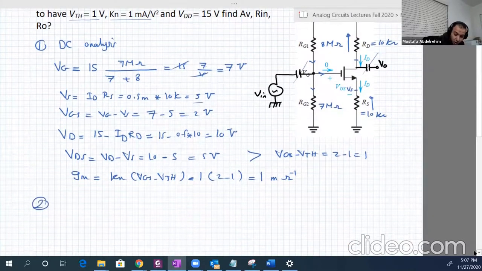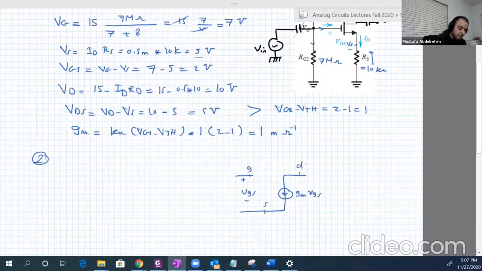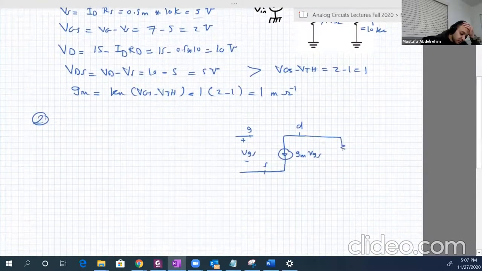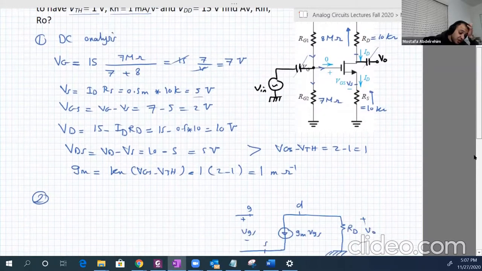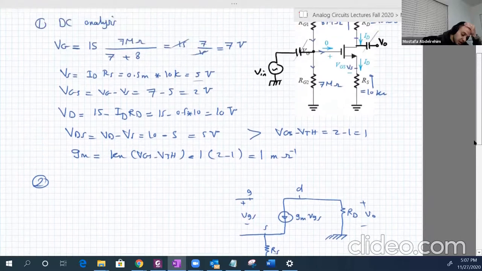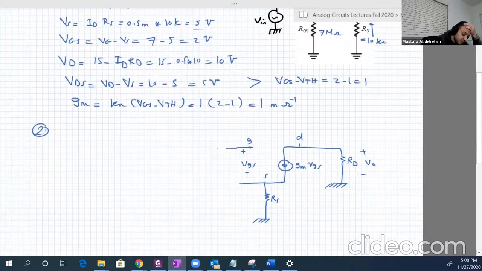Number 2. Let's now draw the AC equivalent circuit. So we start first with the equivalent circuit of the transistor. GM VGS. Here is VGS between the gate and the source. And here is the drain. Between the drain and the ground, there is RD. And here is VO, between the drain and the ground. And between the source and the ground, there is a resistance RS. And between the gate and the ground, there is RG1 and RG2 in parallel. So I will call them RG.